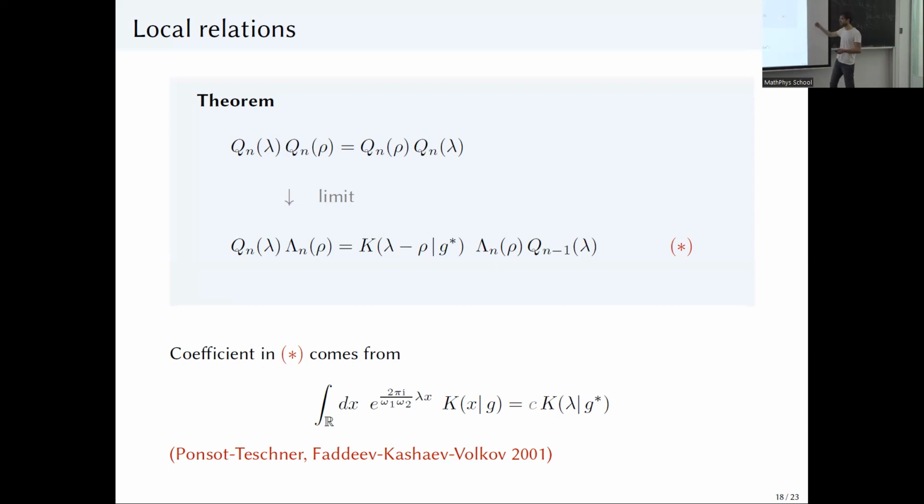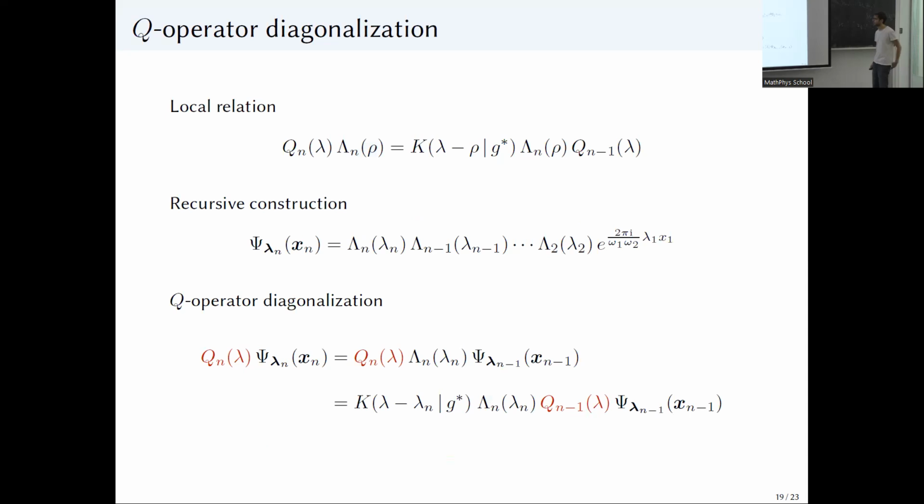So in this limit, one integral separates, and this integral will be just this Fourier transform, and therefore we will have the K function from the right. For the Toda chain, you can do all of the same things. Okay. So if this is clear, then let me explain the main idea of the Q operator diagonalization.